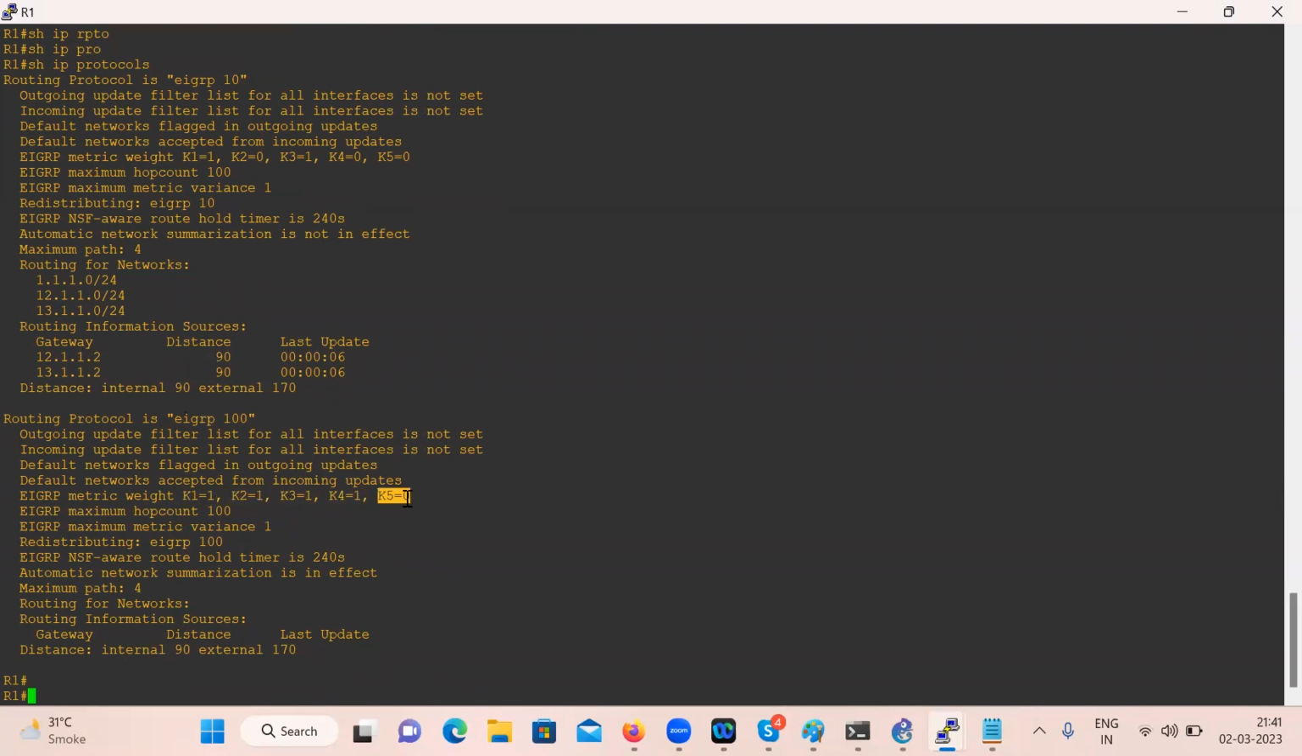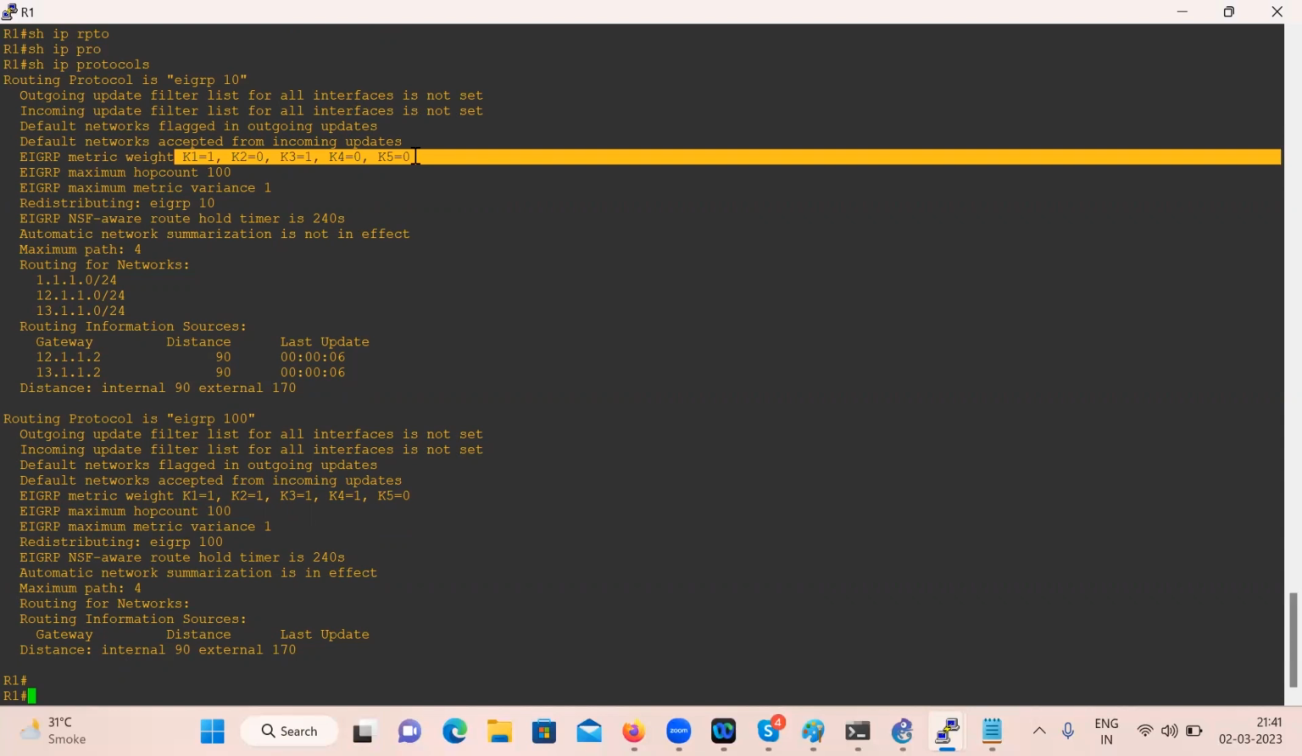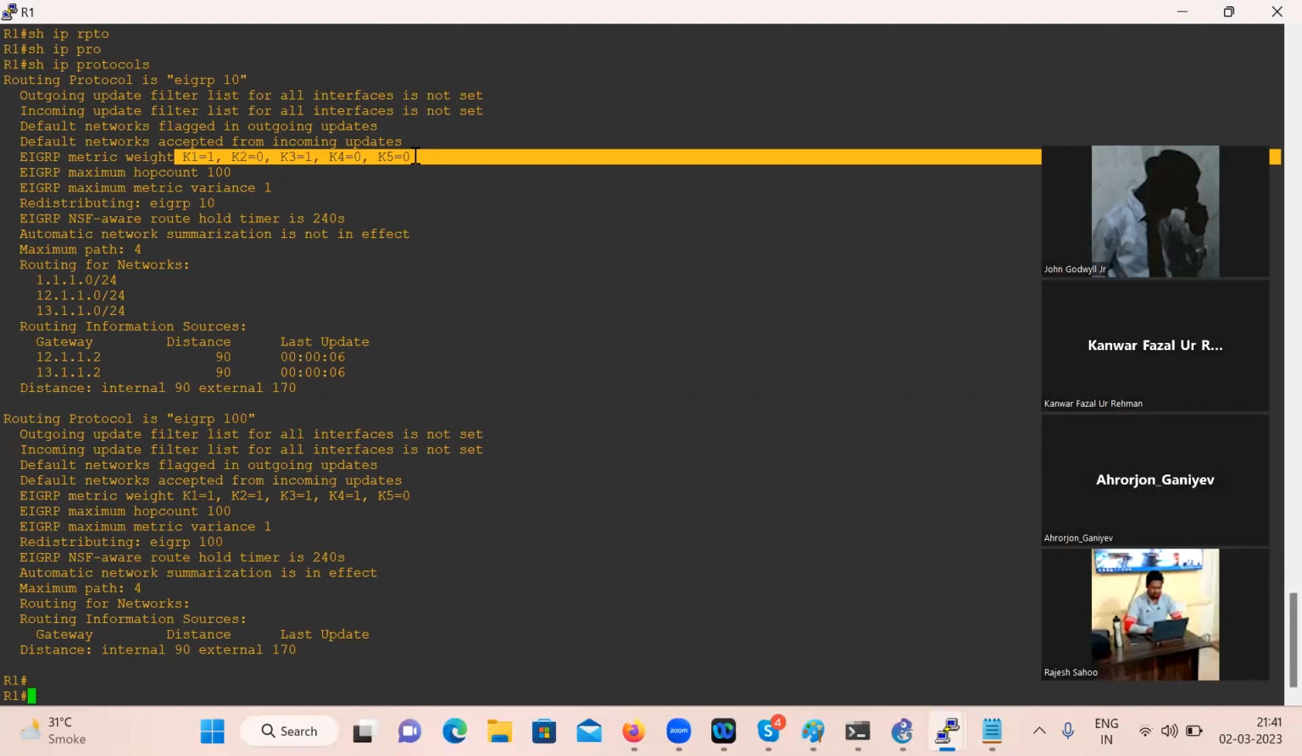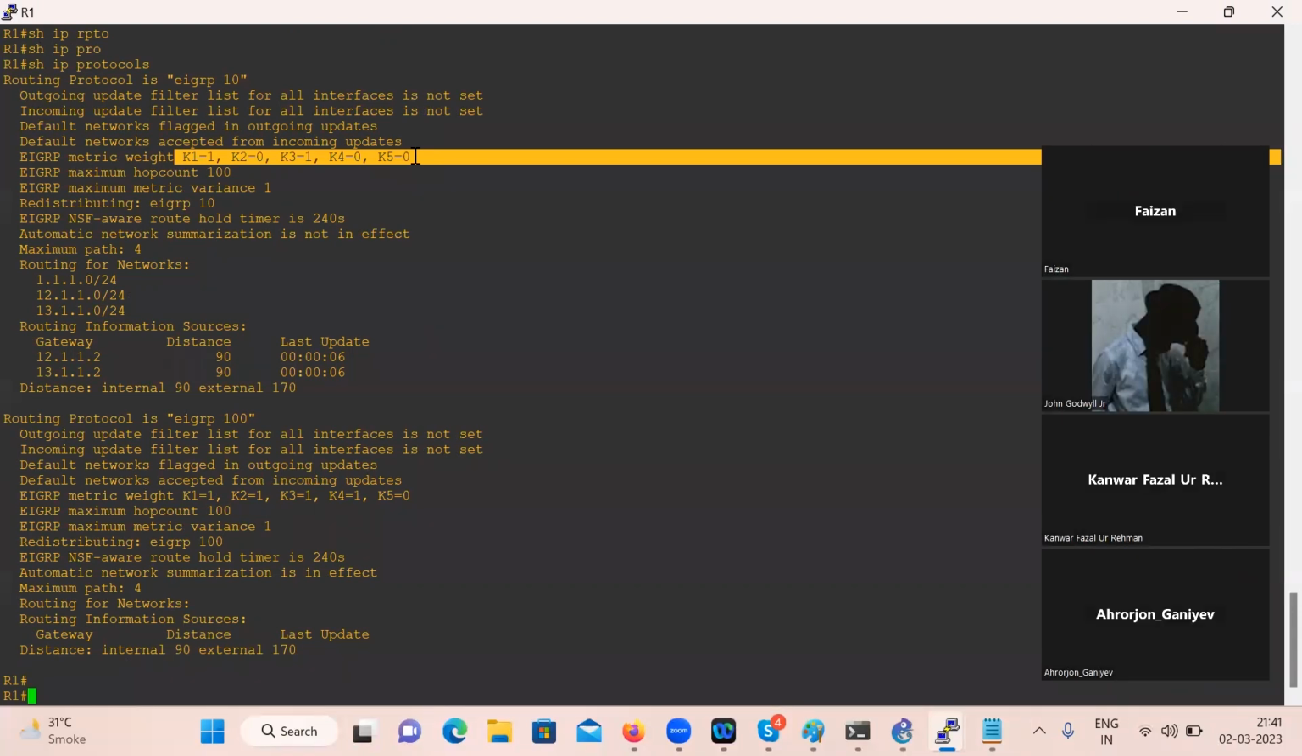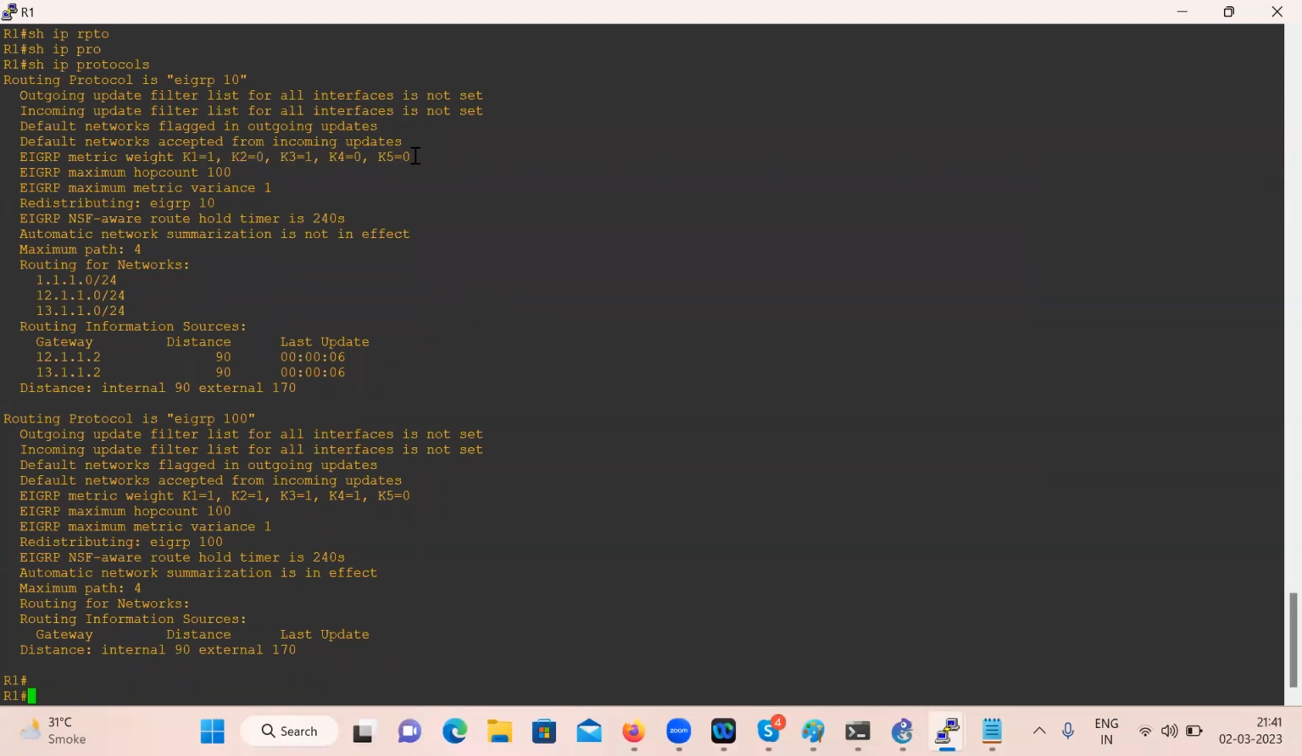What we have done manually, forcefully. The default values are this, but for bandwidth and for delay the default value is this. Got the point? So nothing we have done forcefully, except in EIGRP AS number 100. Any K value, any value, we can choose. We can consider K for bandwidth only.